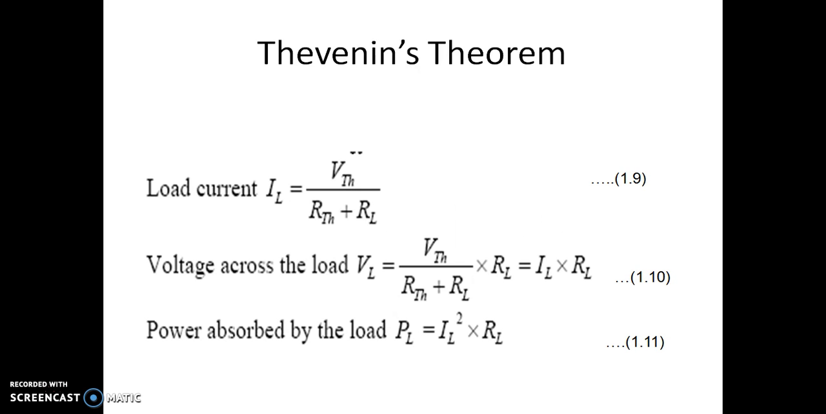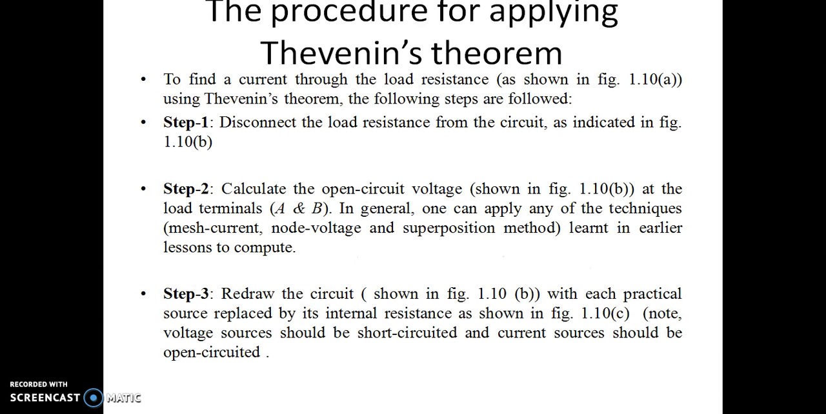Load current IL is given by VTh by RTh plus RL. Voltage across load VL is given by IL into RL, and power absorbed by the load PL is equal to IL square into RL. The procedure for applying Thevenin's theorem.